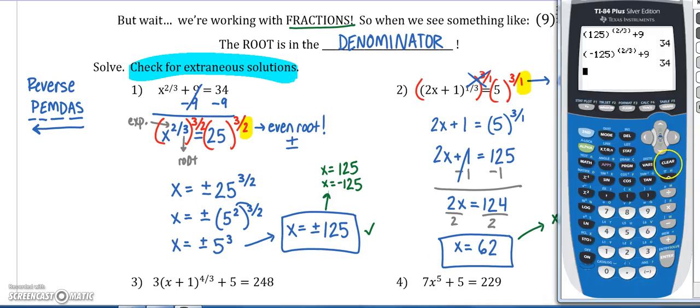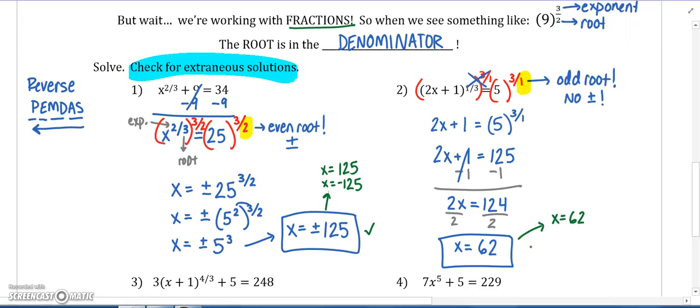So in my calculator, now be careful here because it can be a little tricky. We have the original parentheses, 2, and then whenever I plug something in, I use parentheses. So 2 times 62, close those parentheses, plus 1, close that parenthesis, and then to the 1/3. And this should equal 5 if we did it right.